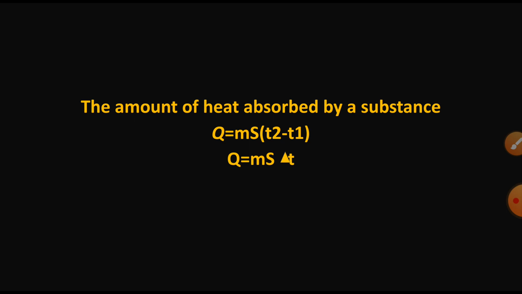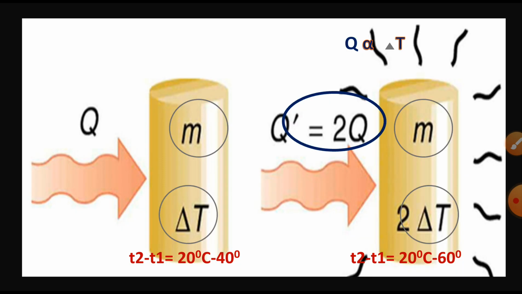The amount of heat absorbed by a substance Q is equal to m s into delta T, or m s into T2 minus T1. We can write delta T or T2 minus T1. Here we can see two objects having the same mass, but the temperature difference is double for the second object when compared to the first object. The quantity of heat absorbed is double for the second object, because if the temperature difference is more, the quantity of heat absorbed will be more.